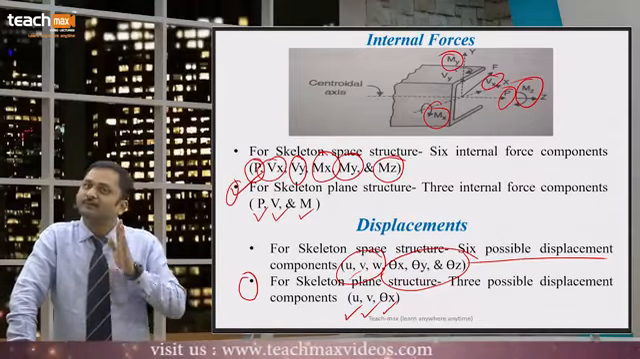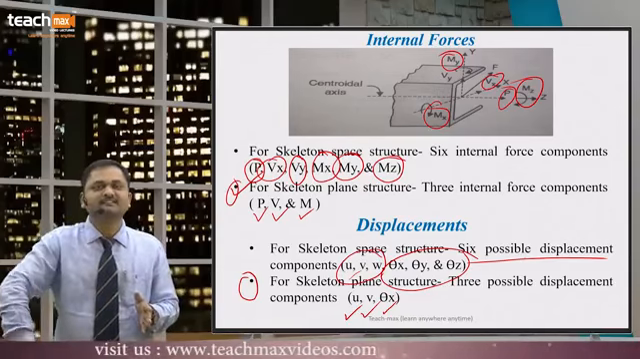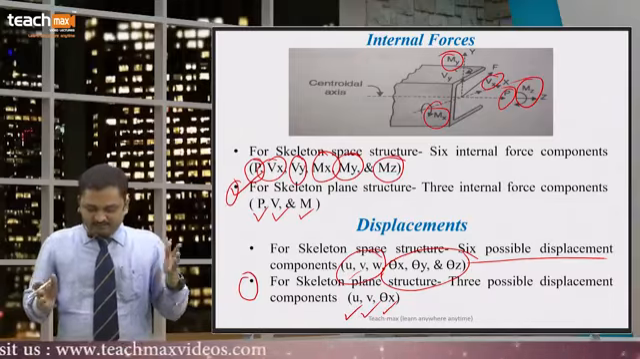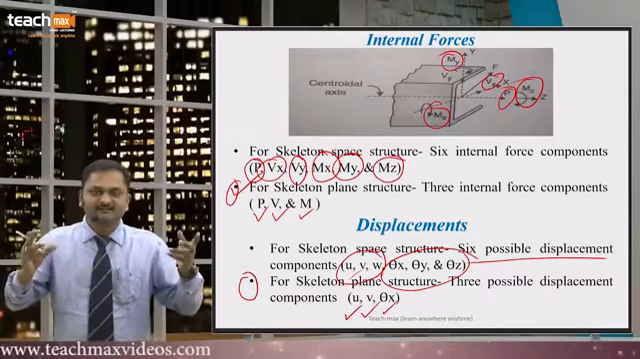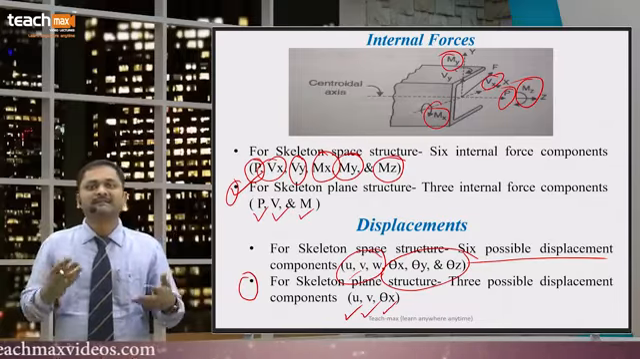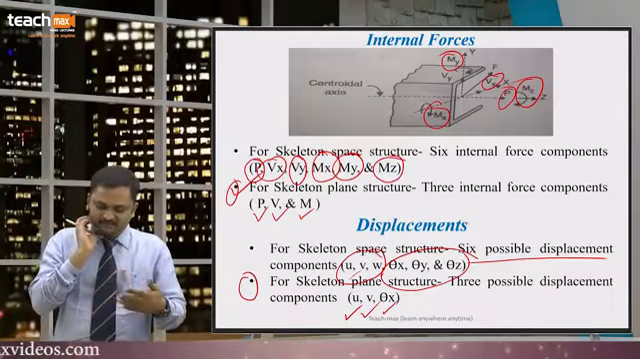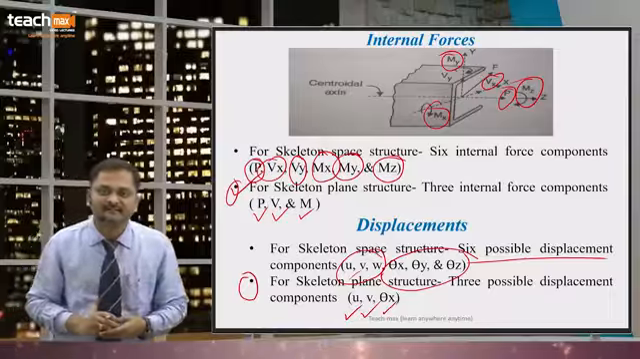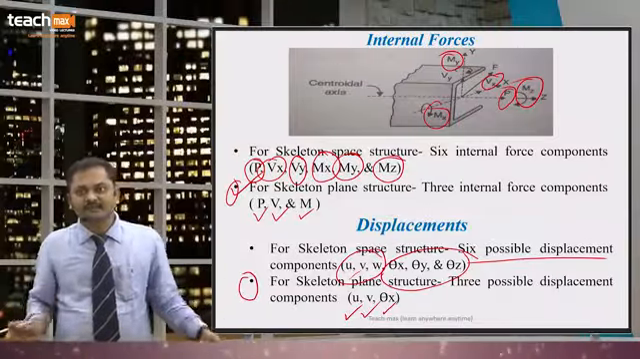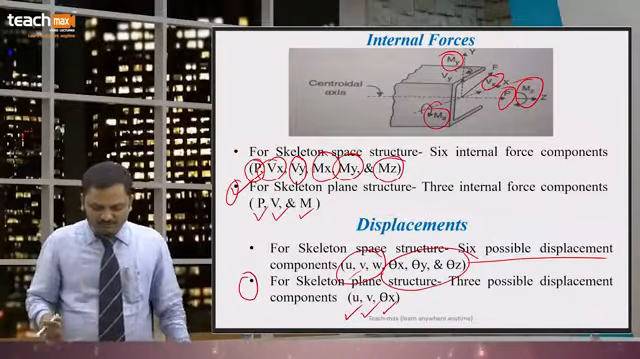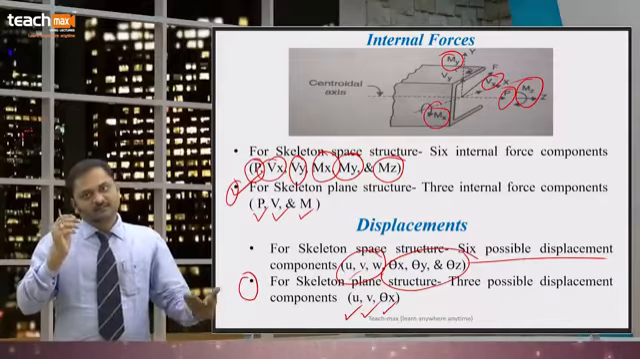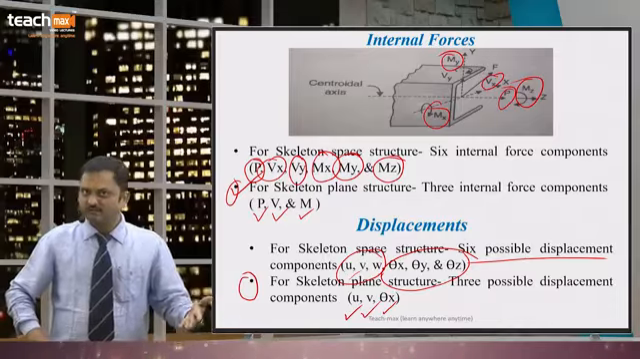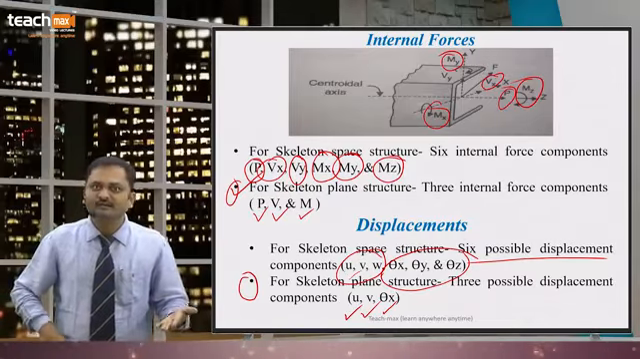If you understand the plane skeleton structure, you can easily analyze the space skeleton structure, because in the space skeleton structure only the number of internal forces and external displacements is increased. That's it. The concepts are the same, the procedure is the same, almost each and every method is the same. Only, in plane structures, first of all we need to analyze the simple case, right?